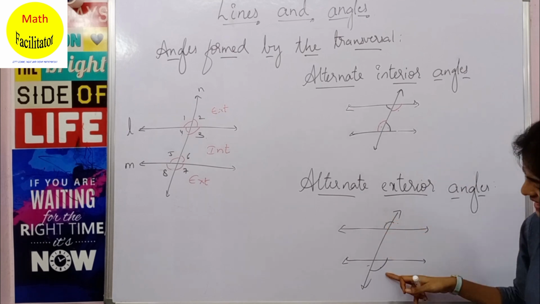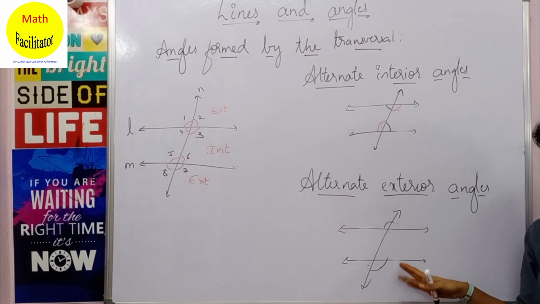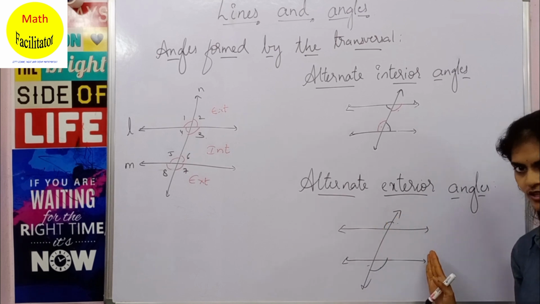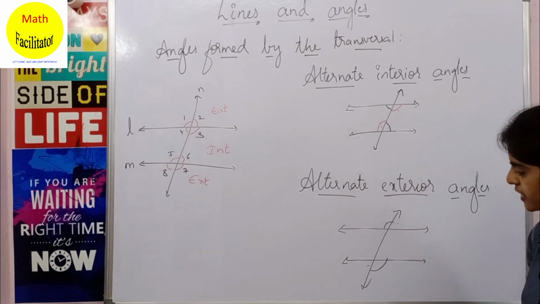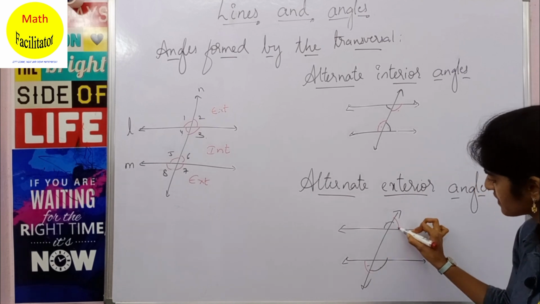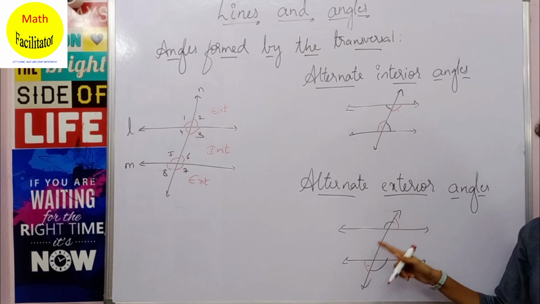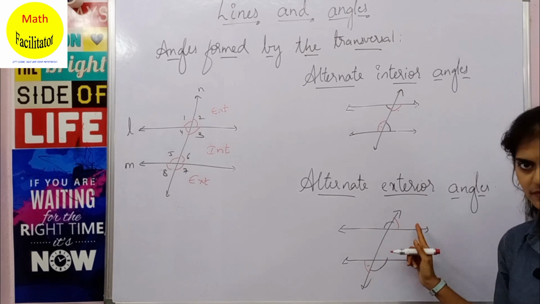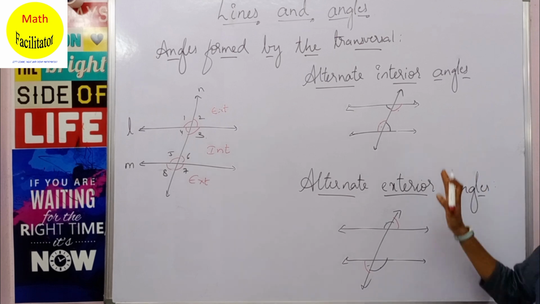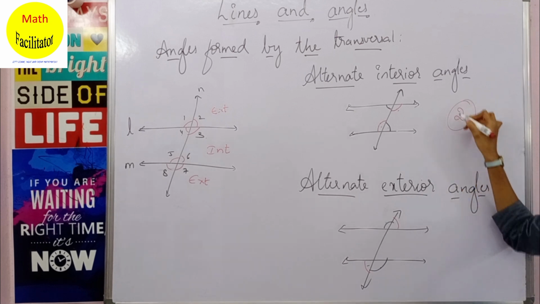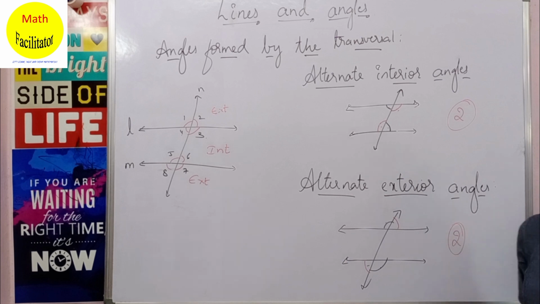Why? Because you see these are exterior angles and they are on either side of the transversal. So these are called alternate exterior angles. Now the other pair of alternate exterior angles is this. These are also exterior angles and they are on either side of the transversal. So these are alternate interior angles and alternate exterior angles. You have two pairs of alternate interior angles and two pairs of alternate exterior angles.